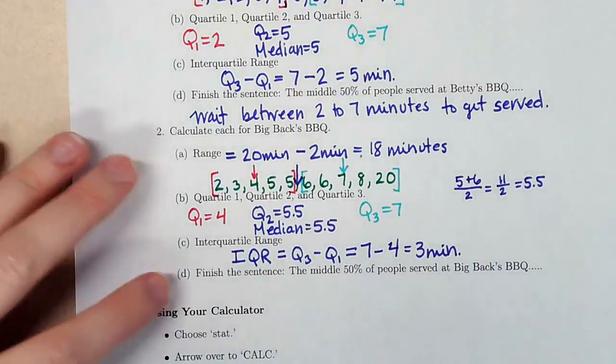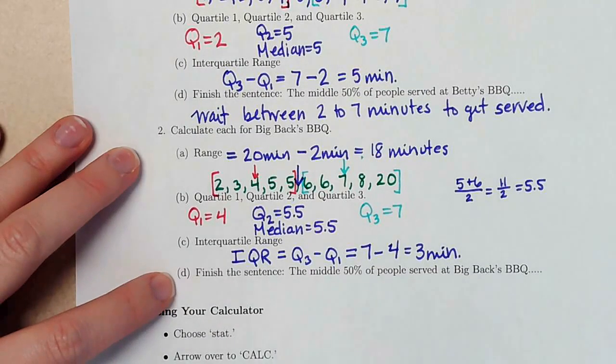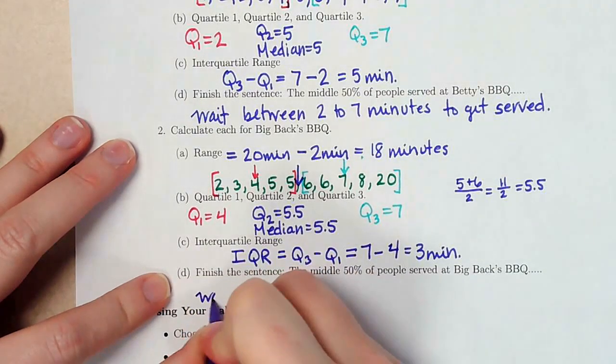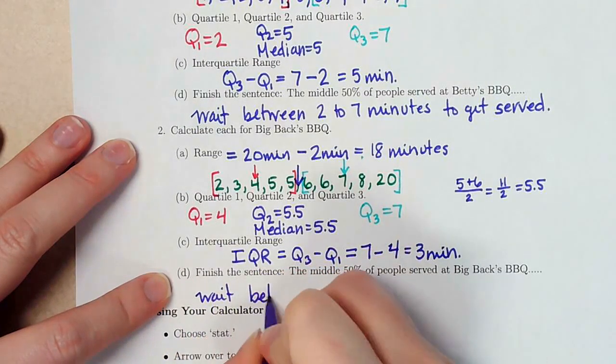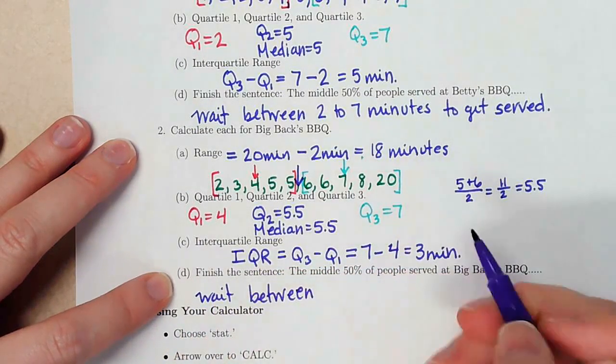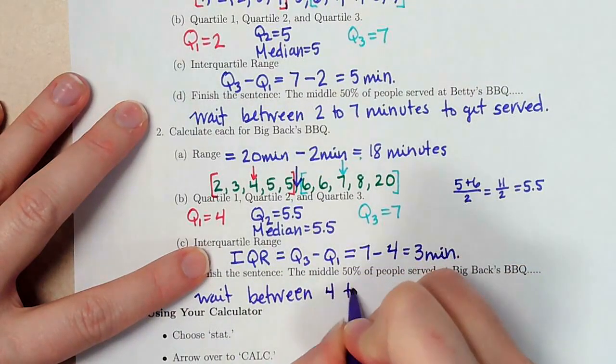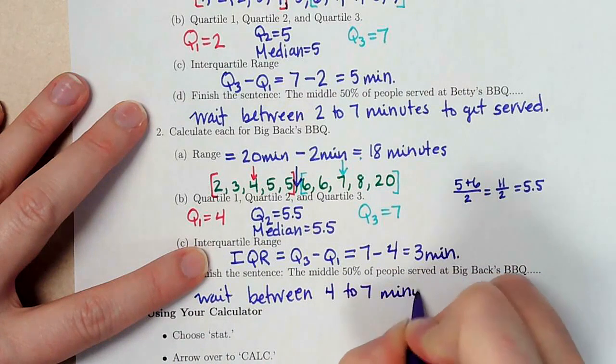Finish the sentence. The middle 50% of people served at Big Back Barbecue wait between, I would say, 4 to 7 minutes to get served.